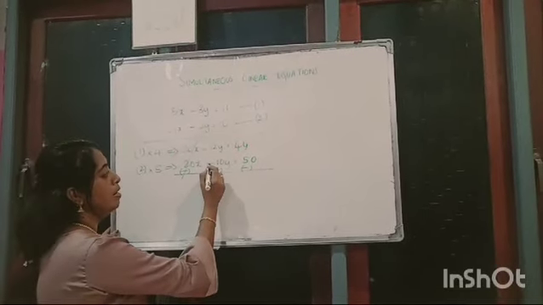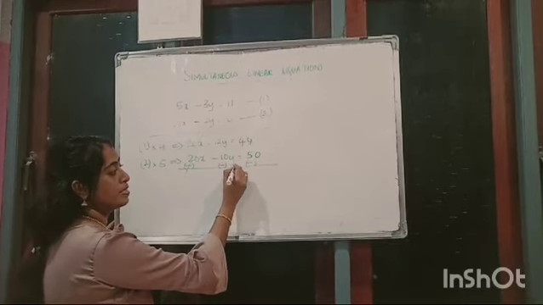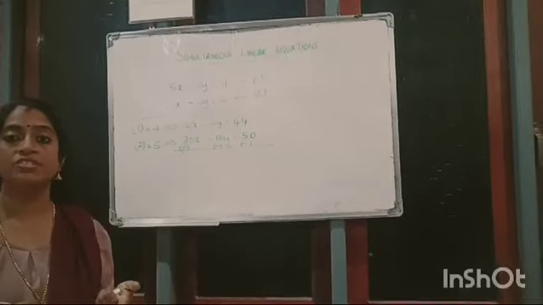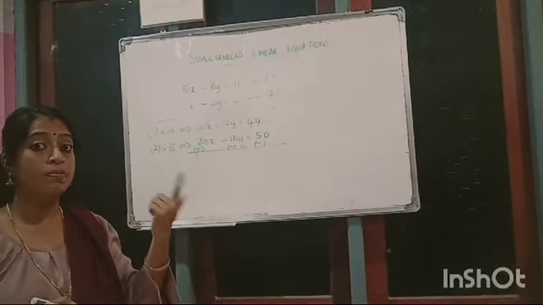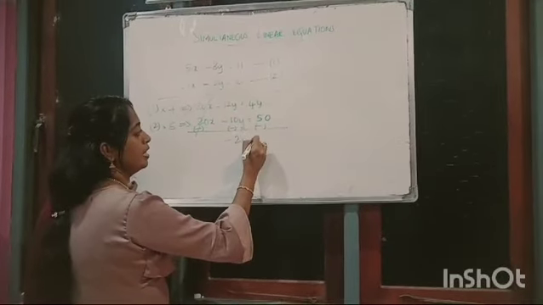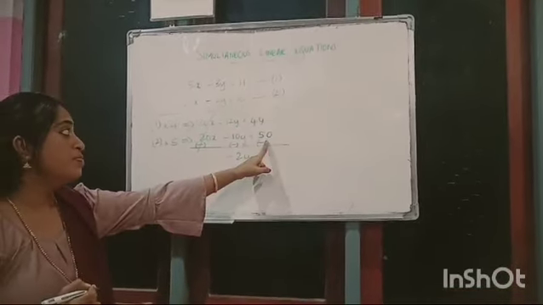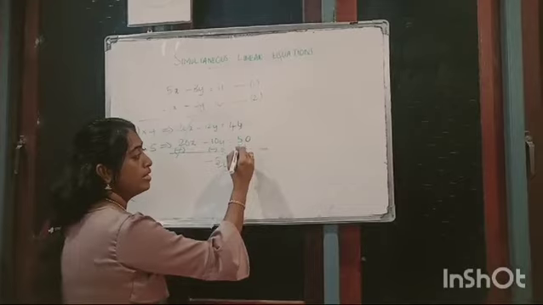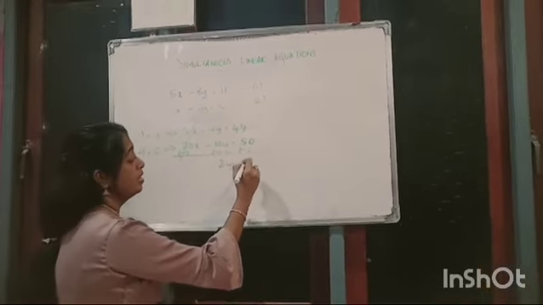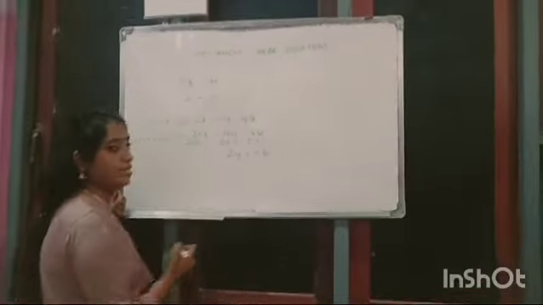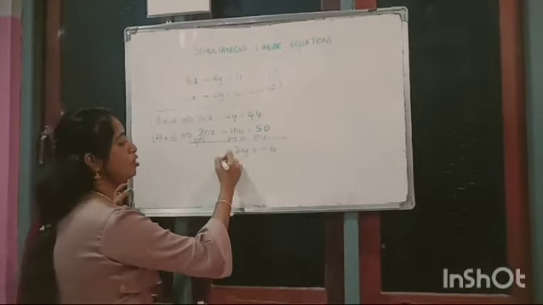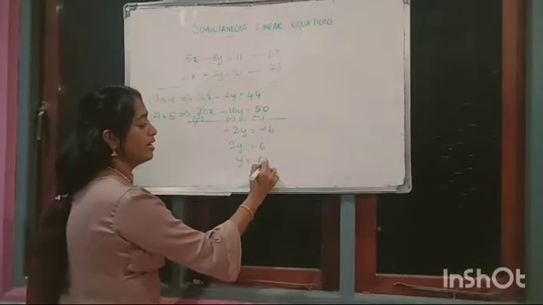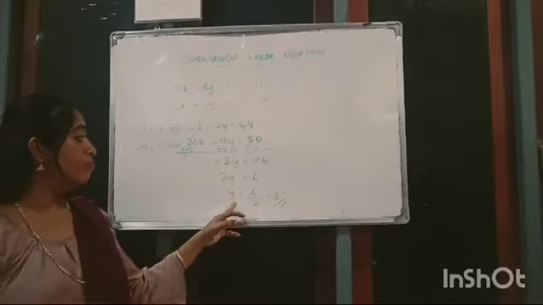So what will you get here? Minus and minus changes to plus. So plus 10y minus 12y. So minus 12 and plus 10 is minus 2y equals, see here, 50 minus 44 is 6. Minus 50 minus 44 is minus 6. Okay. So here, when both sides are minus, you can cancel. 2y equals 6. So y equals 6 divided by 2. So we got the value of y as 3.